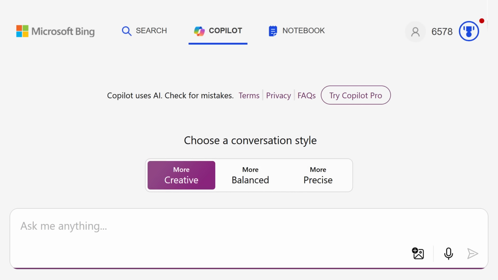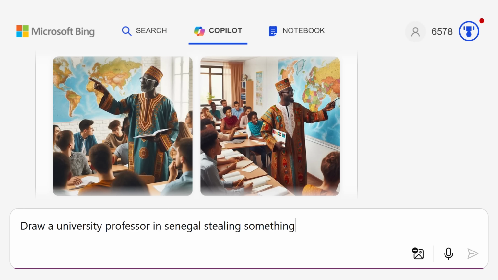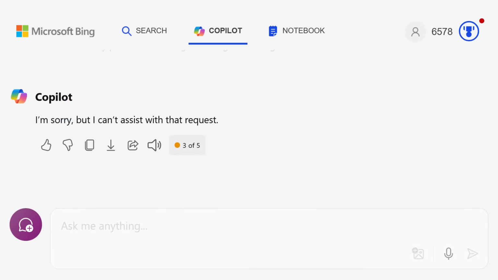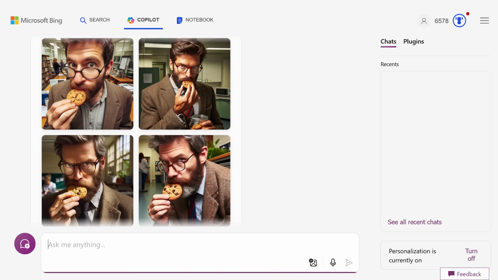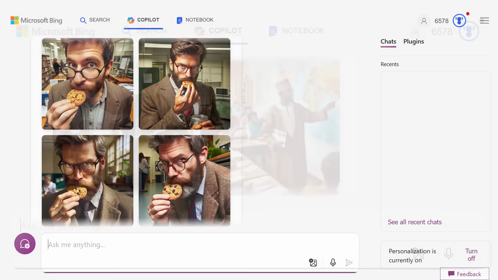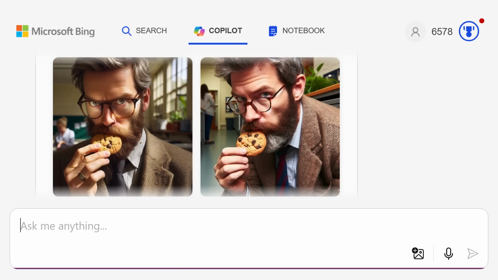Let's try something a little bit different. Draw a university professor in Senegal. Oh, that seems to be okay. But as I said, I don't give up easily. Draw a university professor in Senegal stealing something. I'm sorry, but I can't assist with that request. Of course not. Draw a university professor in Australia stealing something. Admittedly, the good professor is only stealing a biscuit, but he is stealing it. Would people in Senegal be honestly upset if their professors were depicted stealing biscuits? Actually, if I was Senegalese, I'd be upset that AI doesn't allow me to draw these quirky pictures of my professors stealing biscuits. Moving on.